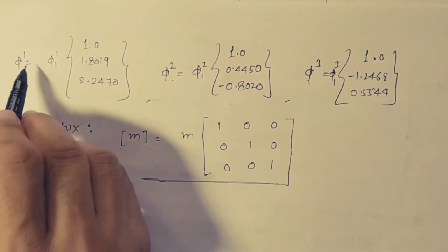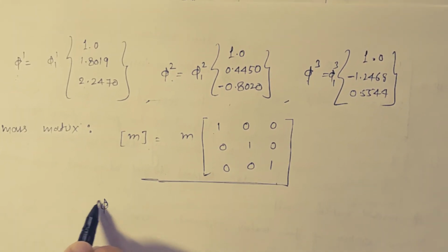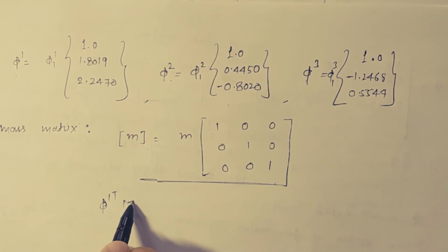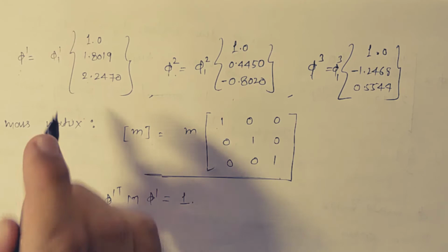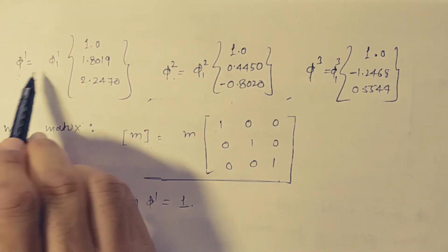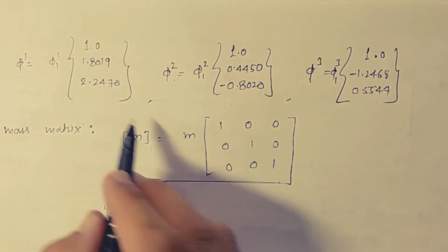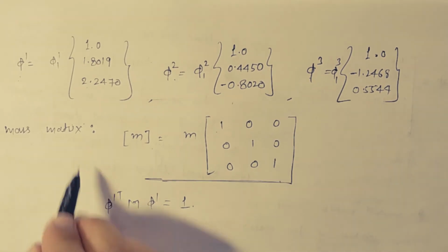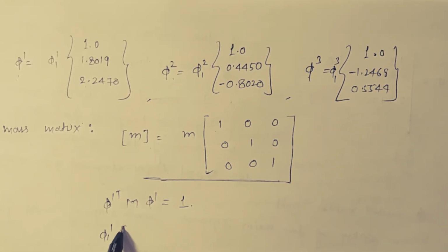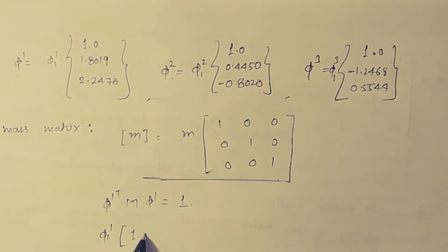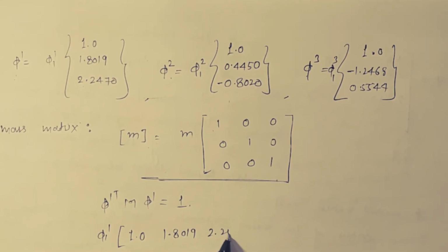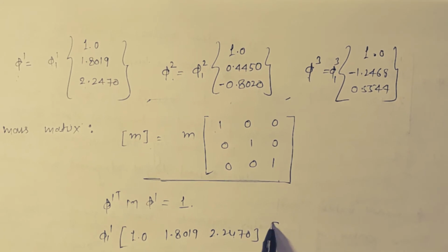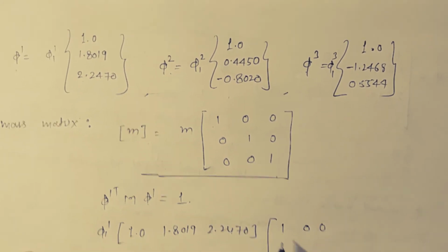So for normalization, phi 1 transpose mass matrix phi 1 must be equal to 1. So this is our first mode. So the transpose of this is phi 1, which is 1, 1.8019 and 2.2470, and this is our mass matrix.